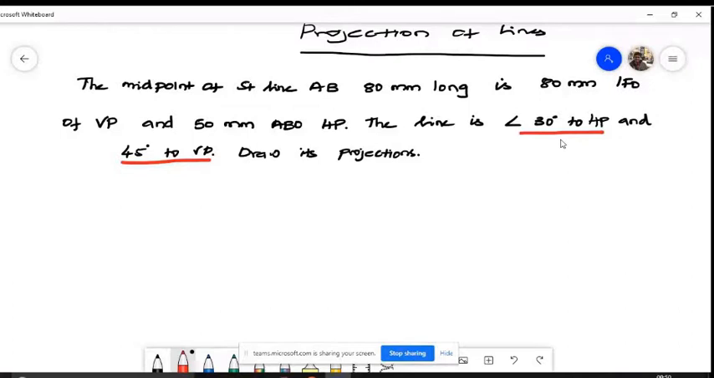The midpoint is given instead of an end point. In all our previous problems of projection of a straight line inclined to both planes, we assumed any one of the ends as a fixed point. For example, if this is the straight line, we will either fix this end or this end, and then we'll rotate.